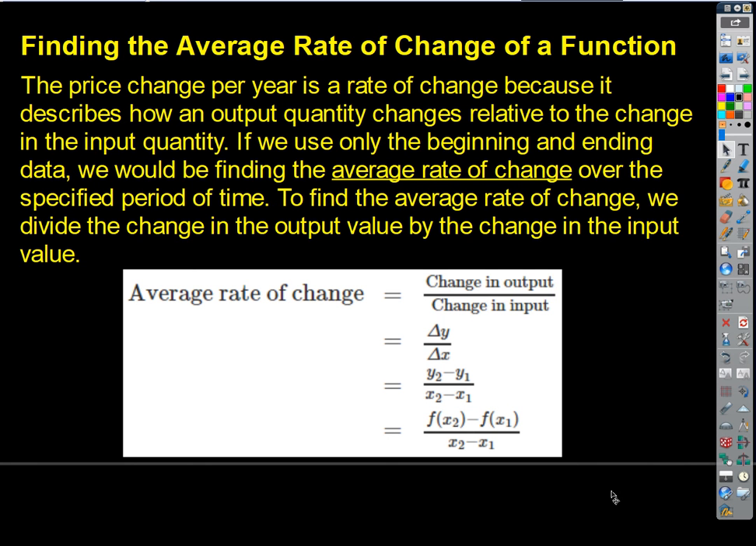So finding the average rate of change of a function. Here's all it is. The average rate of change is just the change in the output divided by the change in the input. That's it. Change in the output, which is the change in y values if it's on the xy plane, if it's a graph. And the change in the input would be the change in x if we're graphing it, right? So it describes how an output quantity changes relative to the value of the input quantity. It doesn't really matter what happens in between. It's only what happens between those ending values.